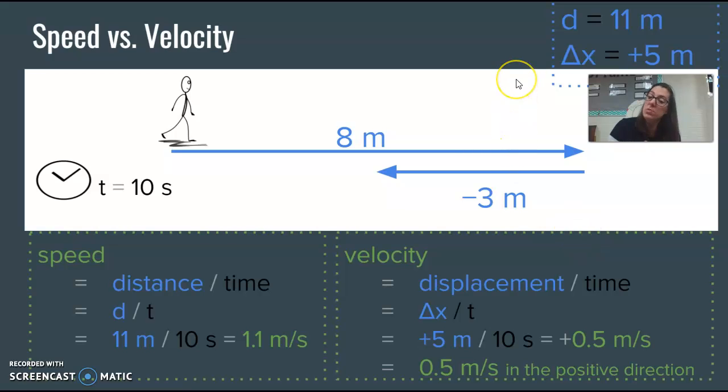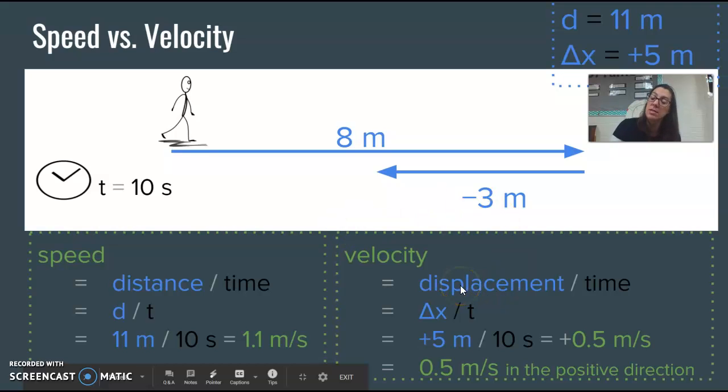All right, so what's the difference between speed and velocity? Well, if I am still doing the same path, but I'm going to do it in 10 seconds, I can find my speed. My speed is just my total distance divided by time. So 8, 9, 10, 11 meters divided by 10 seconds gives us 1.1 meters per second.